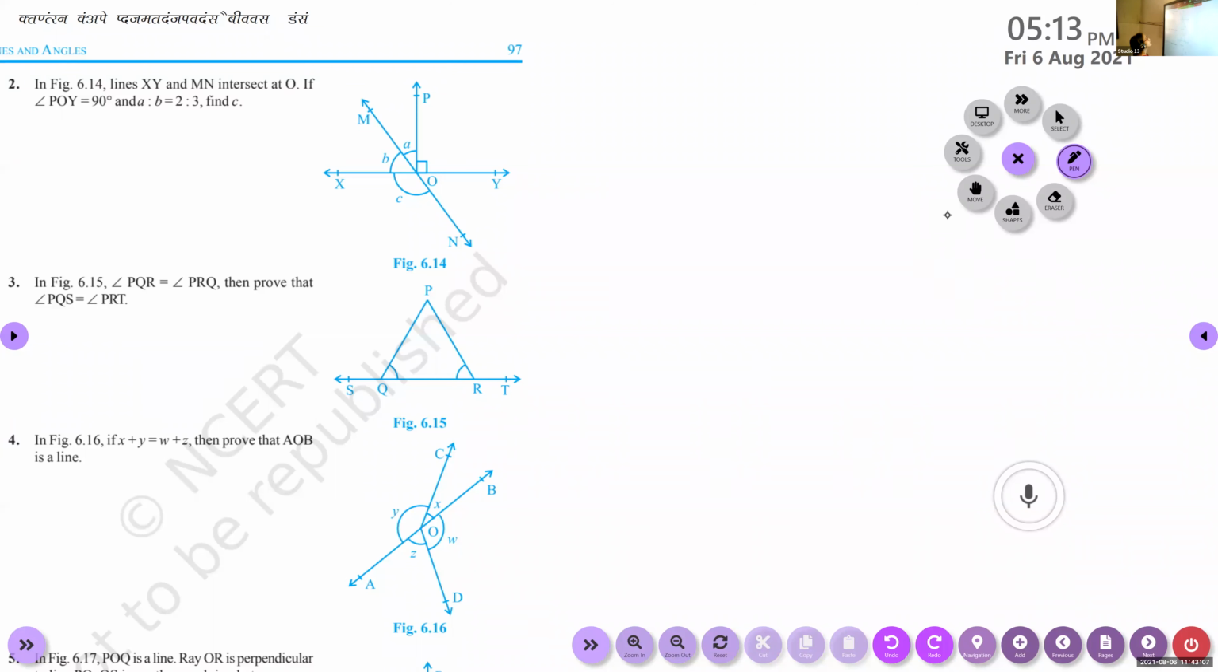POY 90 degrees. Find C. A is to B is 2 is to 3. XOY is a line. Two lines XY and MN intersecting at O. Find C. Draw the figure and think a little while. Are you getting any idea? Think, all of you, 1 minute. Okay, no problem. Take your own time.